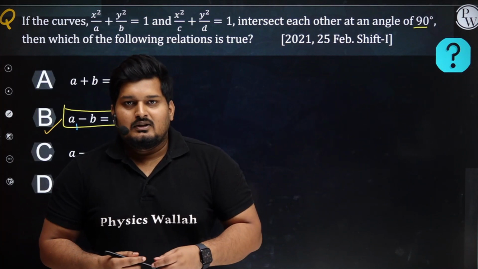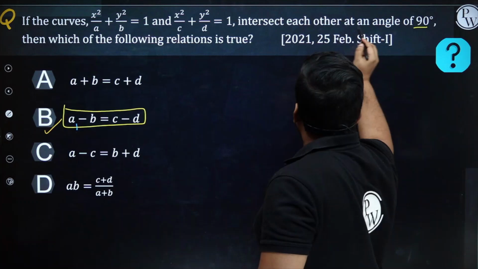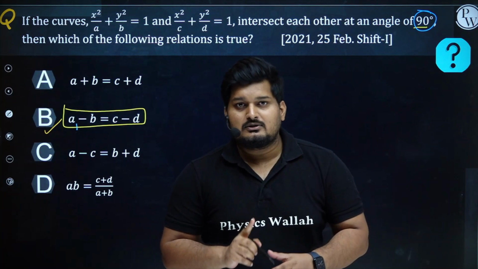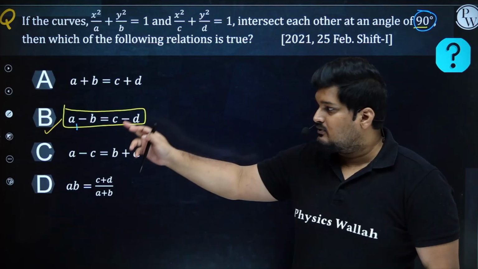And let's solve few more problems and like the question. So let's solve our next question. The question is, if the curves this and this intersect each other at angle of 90 degree, then which of the following relations is true? Guys, you see, this is the property I was talking about. We have written this as a direct property. This should be remembered as a direct property because this is not the first time when they have asked this question. There has been other instances also when they ask the same question. You just need to remember the condition, right?